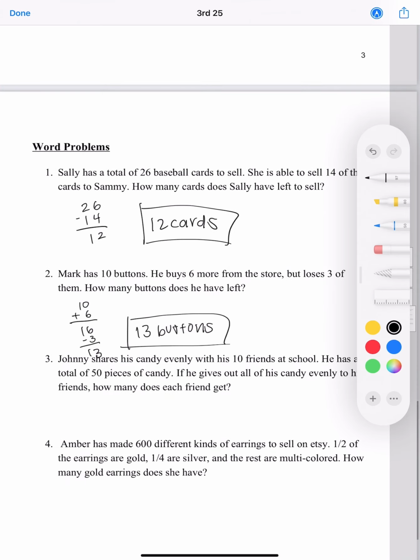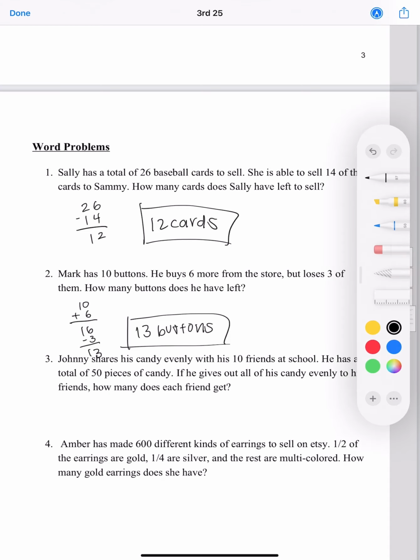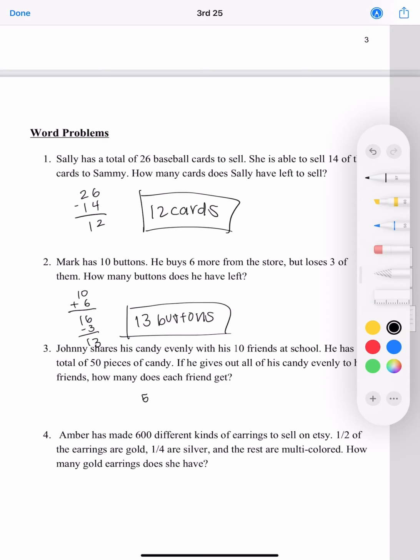Johnny shares his candy evenly with his 10 friends at school. He has a total of 50 pieces of candy. If he gives out all of his candy evenly to his friends, how many does each friend get? Okay, so he has 10 friends at school, and he has a total of 50 pieces of candy, and we want to spread them evenly. So we do 50 divided by 10, and we get 5. So each friend gets 5 pieces of candy.